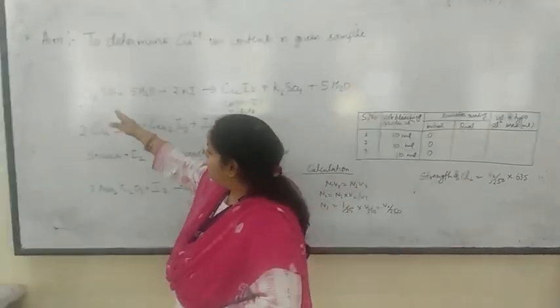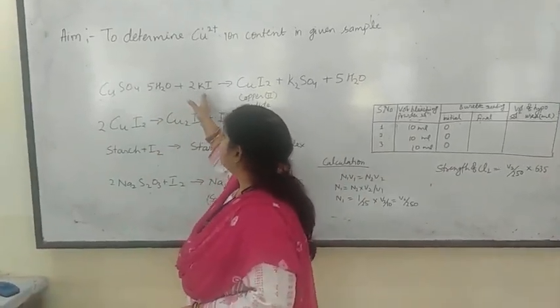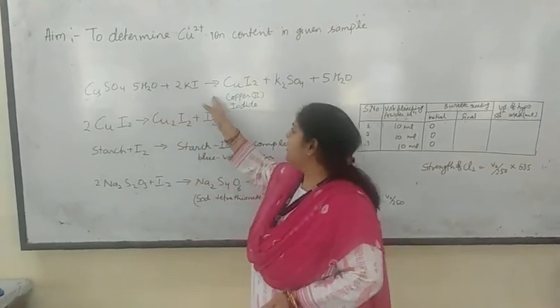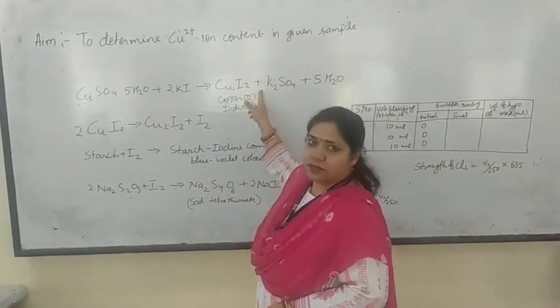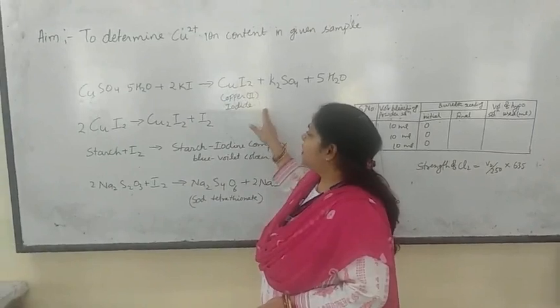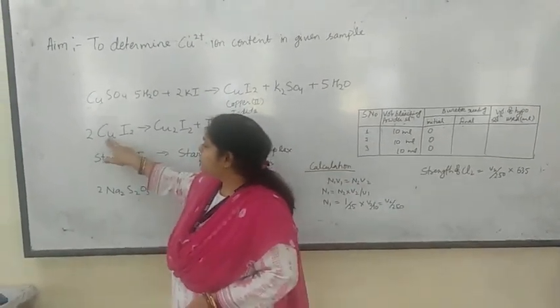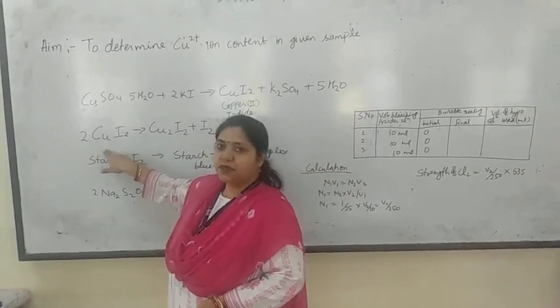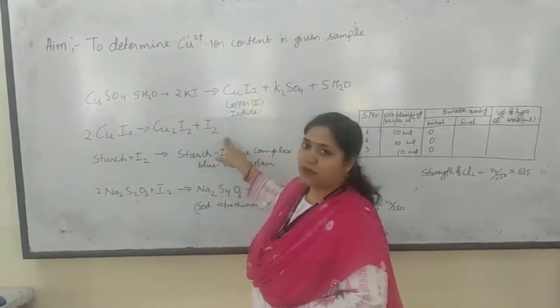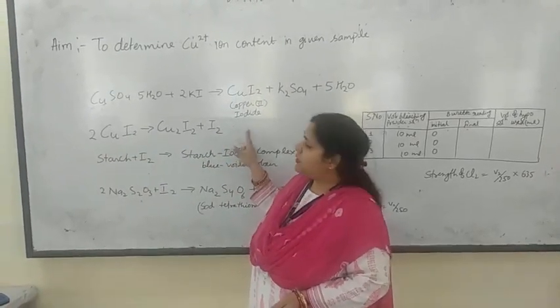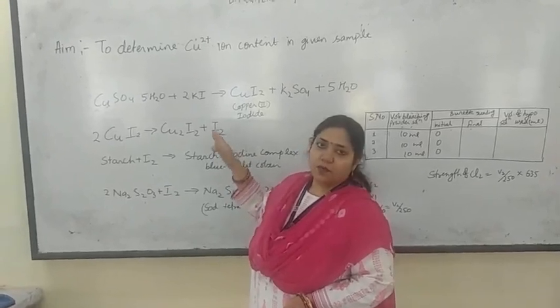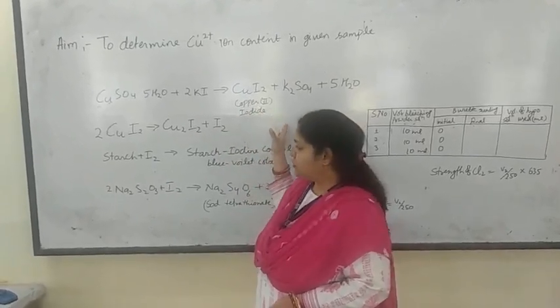Here, when copper sulfate solution reacts with potassium iodide, it will give CuI2. CuI2 is very unstable, and when two molecules of CuI2 combine together, it will liberate iodine. This liberated iodine is equivalent to the Cu2+ present in the solution.